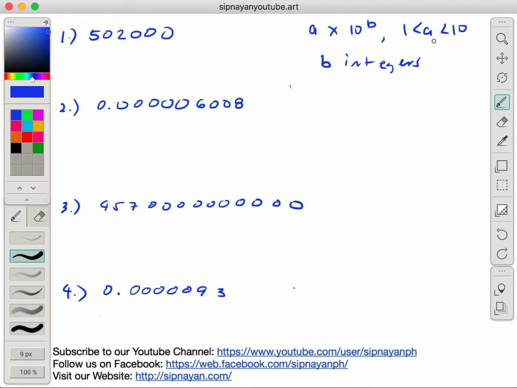since yung ating a is between 1 and 10, dito ay yung A natin ay 502, yung number natin. And since less than 10 siya, ay 5.02 siya. The easier way to remember itong A is between 1 and 10 is just to put the decimal point after one digit. So you leave one digit to the left of the decimal point. Dapat may isang digit sa left ng decimal point. And ito na yung value ng A natin. And then we multiply by 10 raised to the B.